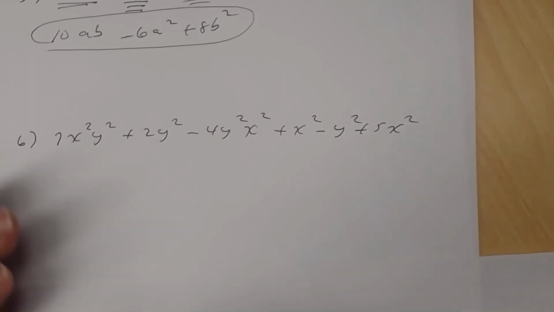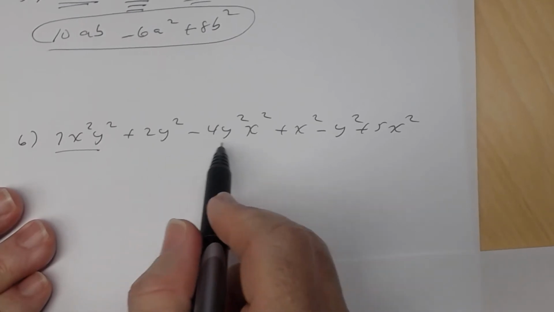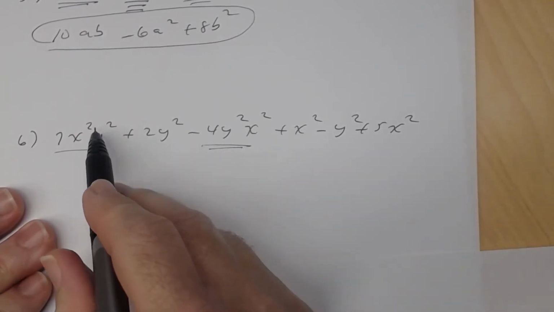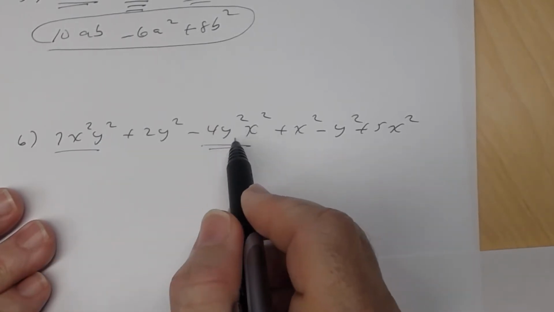Number 6, again, let's start with the first one. x squared y squared. Is there another term that has x squared y squared in it? And the answer is yes, right here. xy squared, x squared, y squared, y squared, x squared. Okay, multiplication is commutative. The order in which you multiply does not matter.